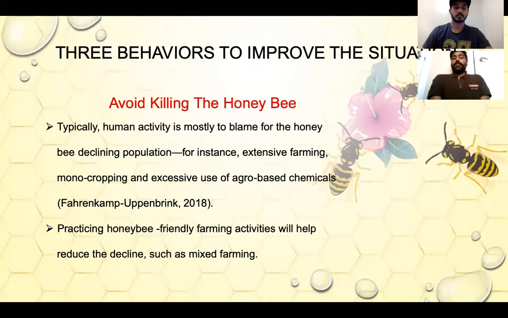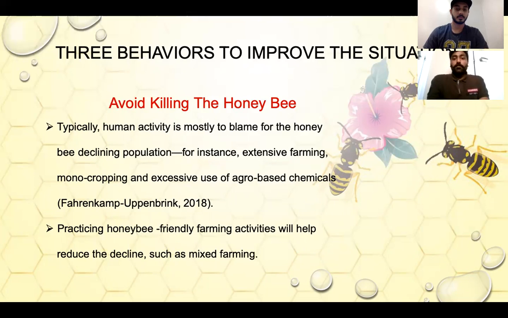We can protect the honeybees from the cold weather or the hot weather. We can even preserve them from natural disasters like fire, floods, and so on. We can keep them in our lawns, which is better for them, and they can grow more. It gives them a good environment to grow up. And here's the third behavior: avoiding killing the honeybees.